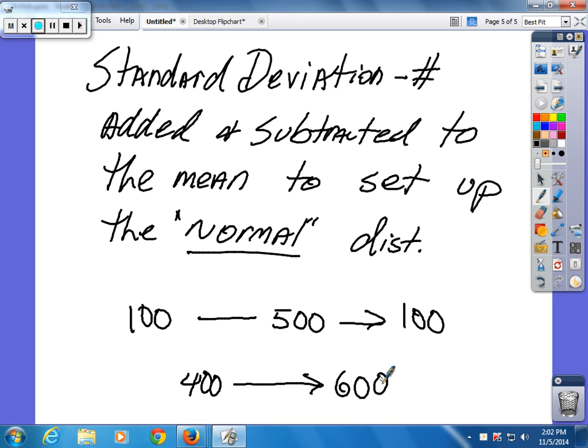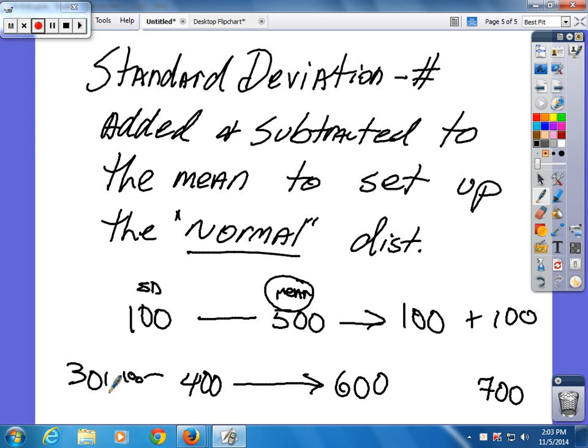This basically is how we use the standard deviation. We take the standard deviation, this is the mean, and this is the standard deviation. We subtract it on this side, and we add it on this side. Now we don't do it just one time, we do it 2 times. If I added another 100 over here, that would give me 700. And if I subtracted one more over here, it would give me 300. So my price would be 300 to 700 with 500 being in the middle. That's how you use standard deviation.